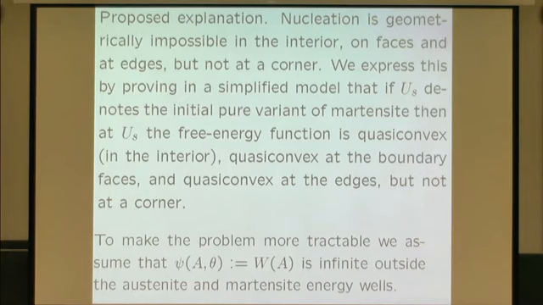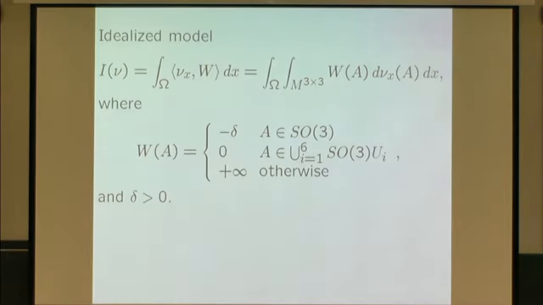Now we make the problem a bit too easy maybe, but we're going to assume that the energy is infinite unless you are on the wells. There is some way of justifying this in terms of a gamma limit, but of course it's clearly an approximation. And now we're going to define the energy for microstructures.